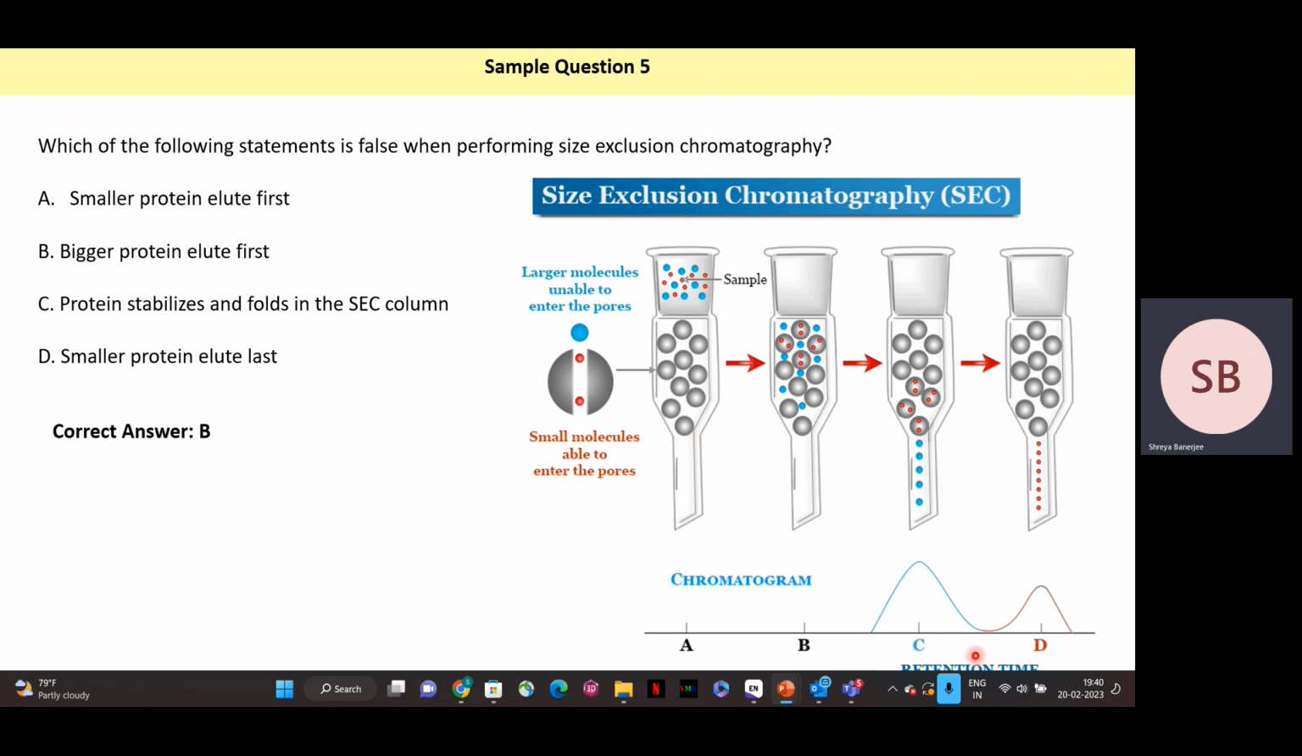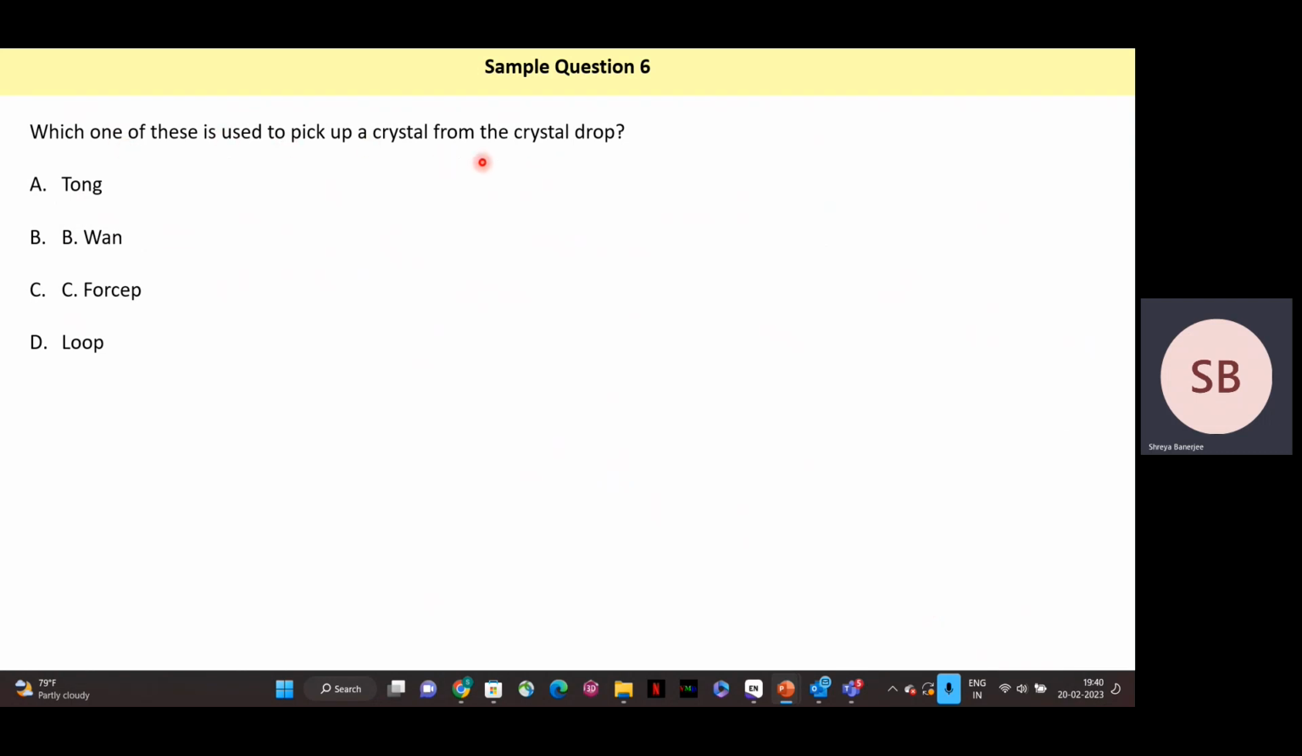Next, we will go to the next question, which is which one of these is used to pick up a crystal from the crystal drop? So the correct answer is D, loop.